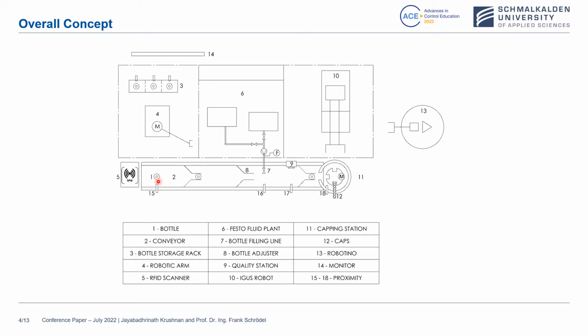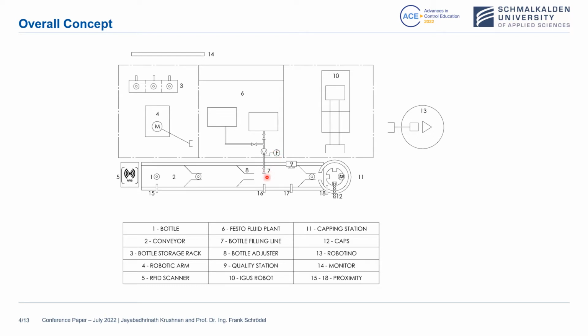The conveyor moves the empty bottle to the next station, which is a fluid filling station. The fluid filling station is a Festo compact workstation. The Festo compact workstation has various modules including two storage tanks. So based on the customer's requirement, with the help of a centrifugal pump and two solenoid valves, the liquid is filled into the bottle accordingly. This is monitored with the help of a flow meter.